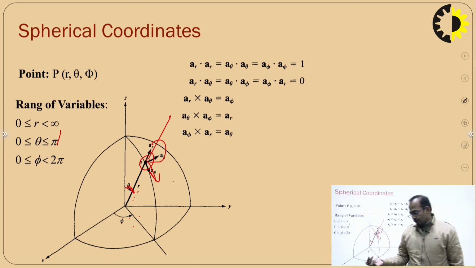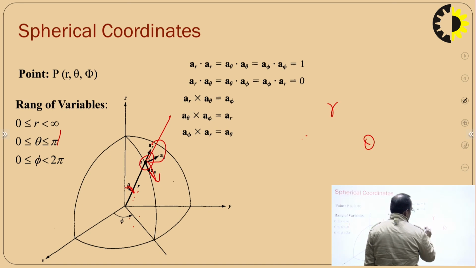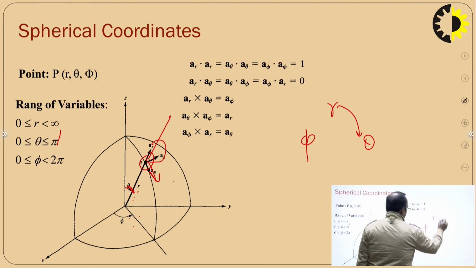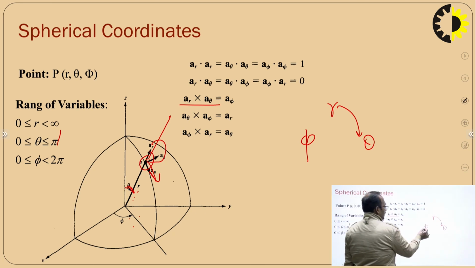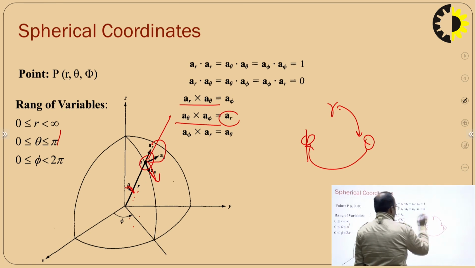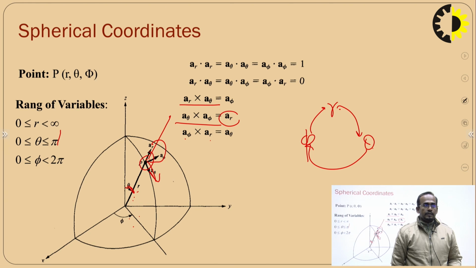And what about the cross product? Again r, theta and phi. If you are moving in clockwise direction then it will give the positive value, if you are moving in anti-clockwise direction then it will give the negative value. So ar cross a theta will give a phi, a theta cross a phi will give ar, next variable, a phi cross ar will give a theta. So this is the way you can get the cross product and dot product of a spherical coordinate system.